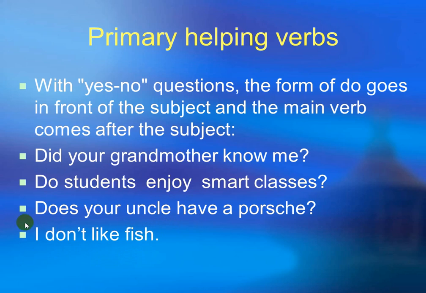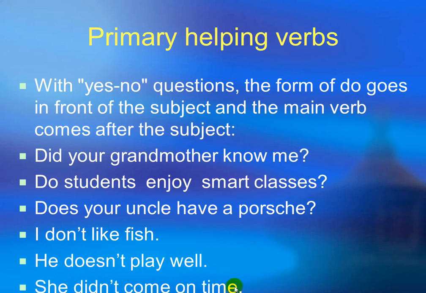In negative we use don't, doesn't and didn't plus the main verb، يعني في النفي بنستخدم don't و doesn't و didn't وبعد كده أيضا نستخدم المين verb. I don't like fish. He doesn't play well. She didn't come on time.